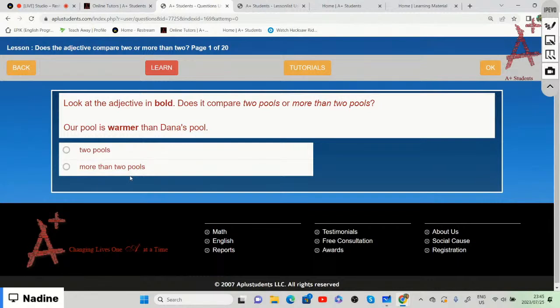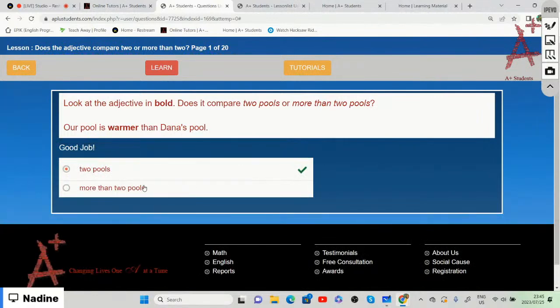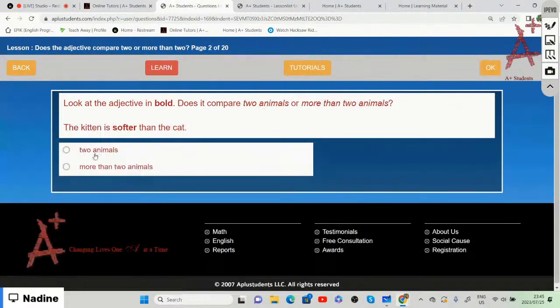All right, so within this sentence, we can say that the word warmer is comparing the two pools, which is our pool and Dana's pool. So we're going to say it's two pools, and that is a comparative adjective, right? The kitten is softer than the cat.